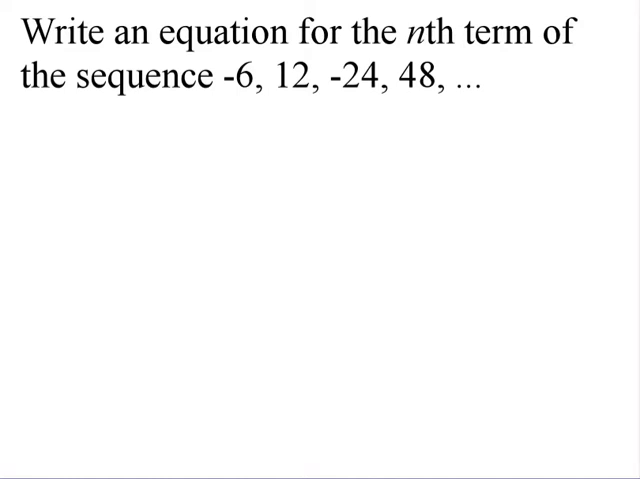It says, write an equation for the nth term of the sequence. So they actually want an equation. We know from the slide before that my equation is a sub n equals a sub 1 times r to the n minus 1. So all I'm going to do is fill in what I know. First of all, it's an equation, so it's got to equal a sub n. Every equation is going to equal that.